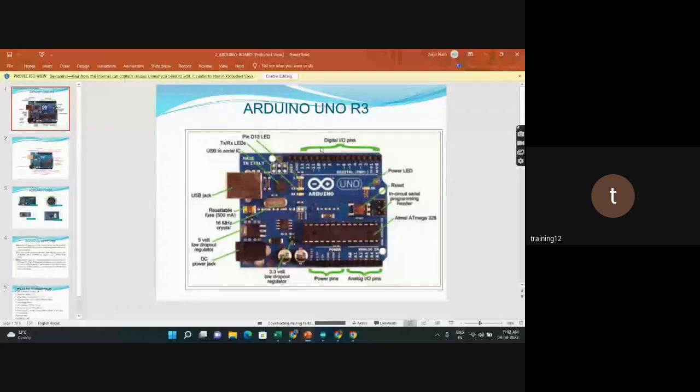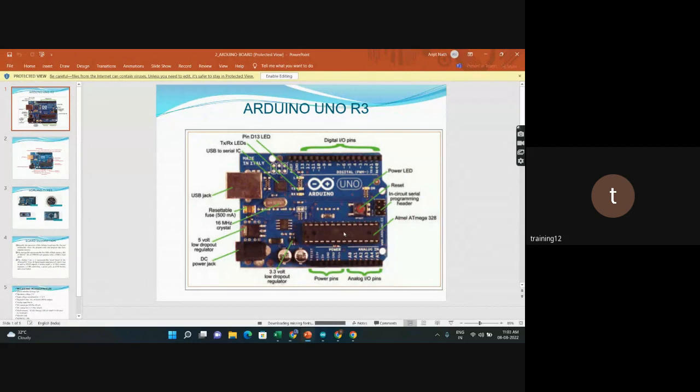Then pin D3 LED. This is the LED that blinks all the time if you connect to a laptop or desktop, and this is the TX RX LED. Then this is the USB to serial IC. Then it is the USB jack. Then the 5-volt low dropout regulator, DC power jack, 3.3-volt low dropout regulator. Then this is the Atmel ATmega328. This is also an AVR.